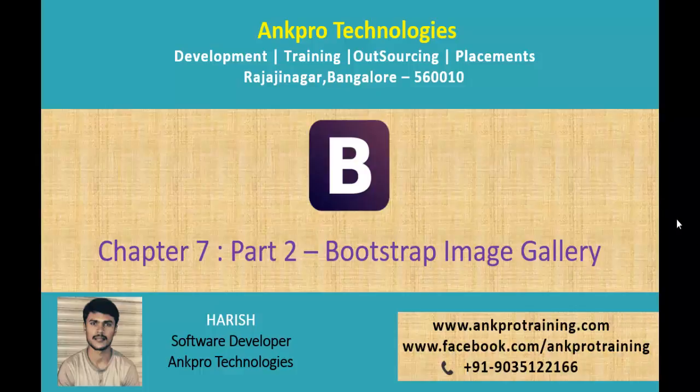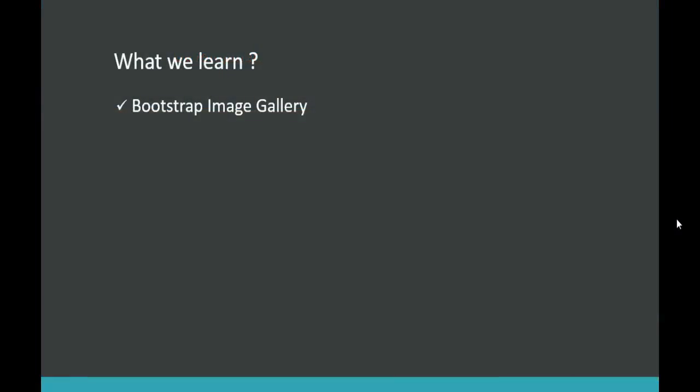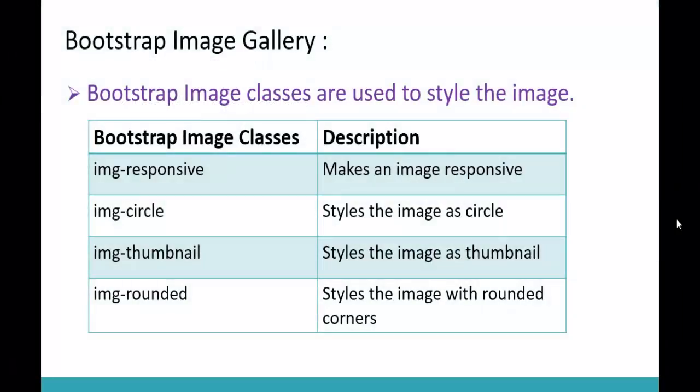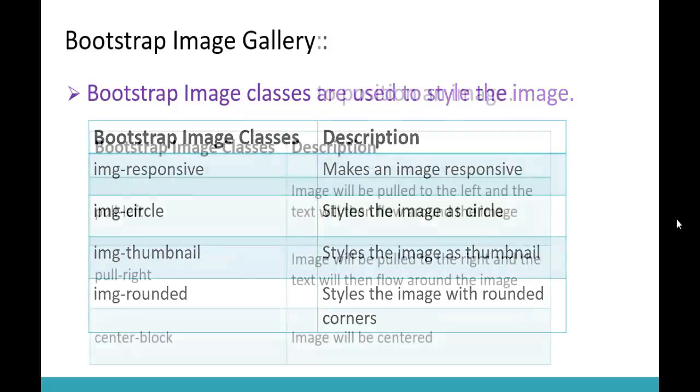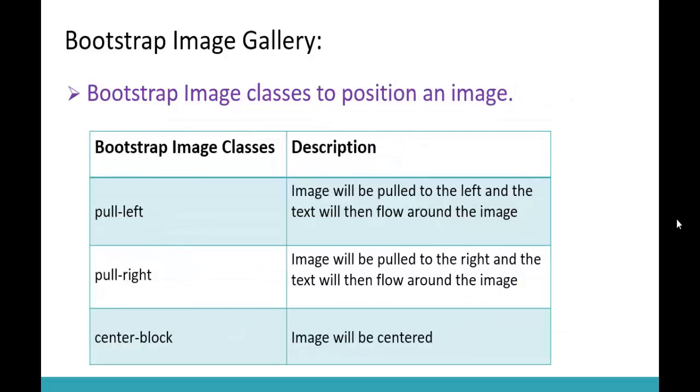My name is Harish. In this session, we are going to learn how to build a Bootstrap image gallery. Let us recall that in the previous session, we learned a set of Bootstrap image classes: img-responsive, img-circle, img-thumbnail, and img-rounded. And we also learned another set of Bootstrap image classes: pull-left, pull-right, and center-block, which are used to position an image.